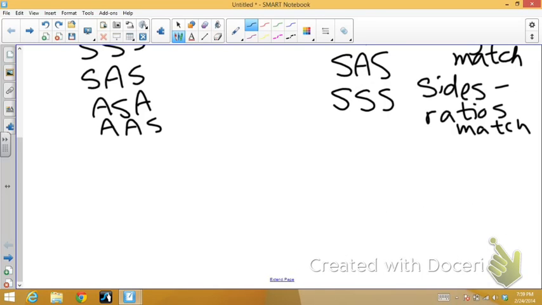So we showed how to prove ratios match with the last homework. We take the corresponding sides and set up fractions and reduce those fractions. So let's look at an example of proving triangles similar.